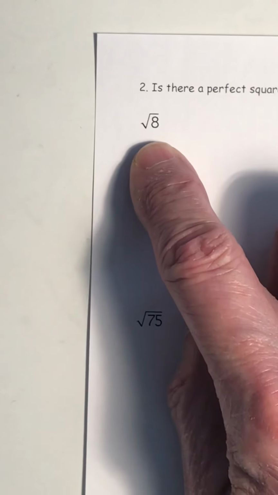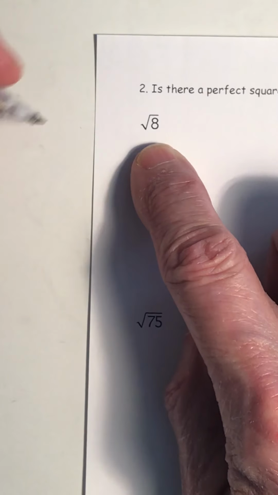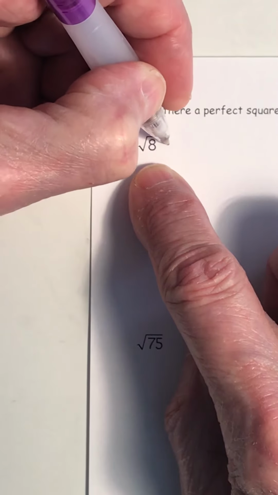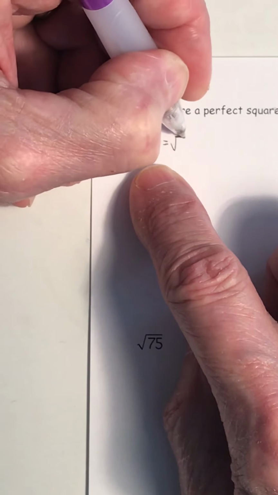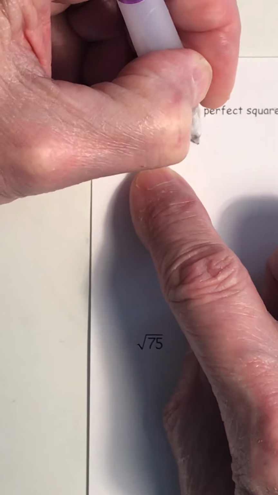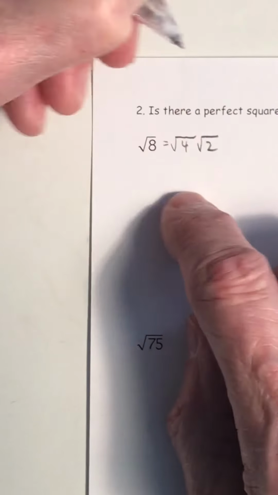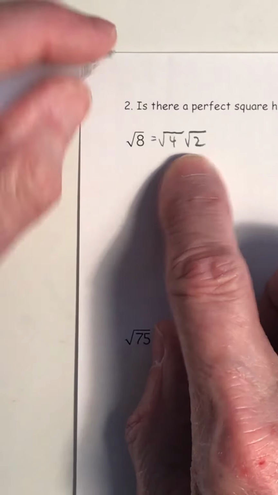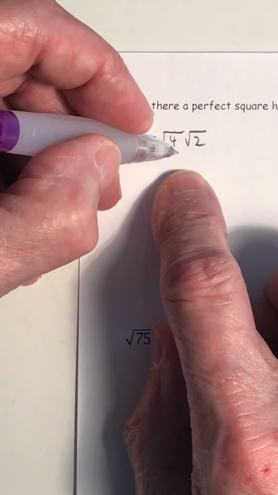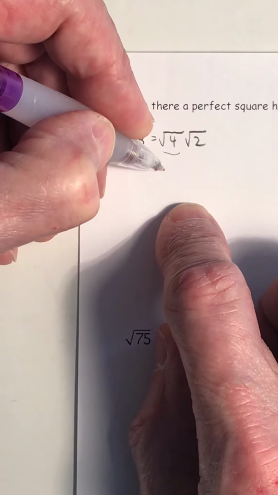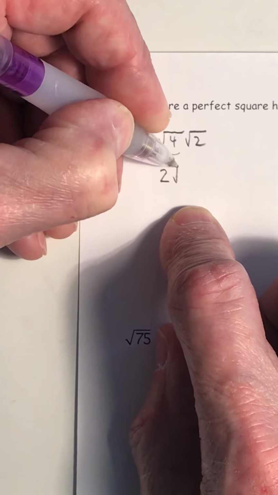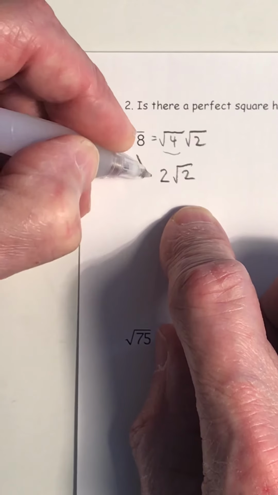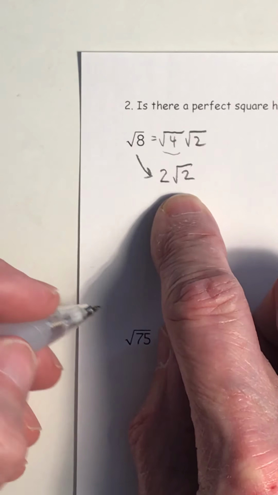8's not a perfect square, but 8 divided by 2 is 4. 4 is a perfect square. There's my clue as to how to break this up, how to factor it, I could say. 8 is the same as 4 times 2. Why are we doing it like this? Why are we rewriting that? Because this is a perfect square. I can change that to an ordinary number 2. Square root 8 is equivalent to 2 square root 2.